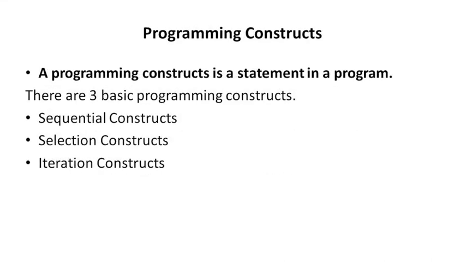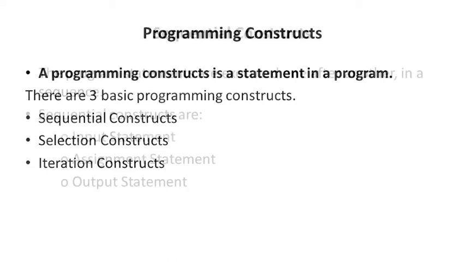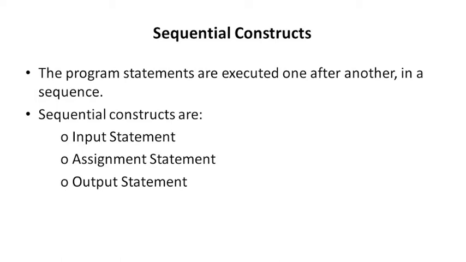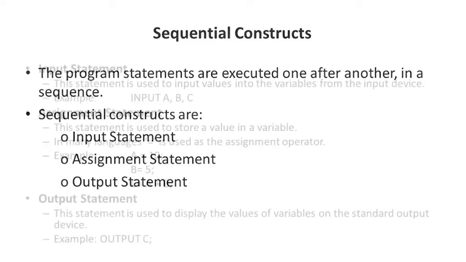Programming construct. A programming construct is a statement in a program. There are three basic programming constructs: sequential constructs, selection constructs, and iteration constructs. Sequential construct: the program statements are executed one after another in a sequence. The sequential constructs are the input statement, assignment statement, and output statement.